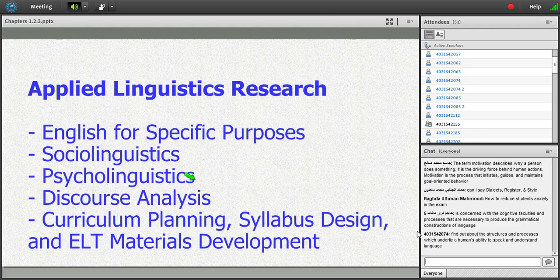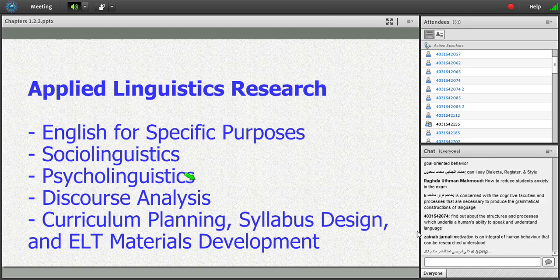It is concerned with the cognitive faculties and processes that are necessary to produce the grammatical constructions of language. Good. The cognitive side. The structures and processes which underlie humans' ability to speak and understand language. Exactly. Motivation as one of the factors. Yes, good. For example, multiple intelligences that students have, like interpersonal intelligence, linguistic intelligence, mathematical intelligence, and how these intelligence types can be used in order to develop different activities for the students.